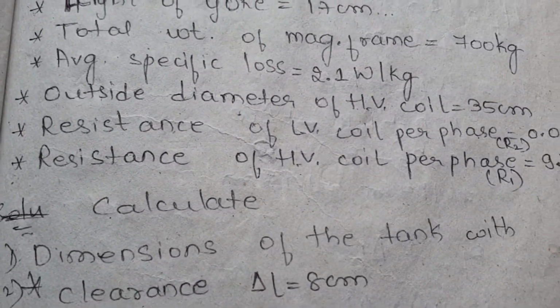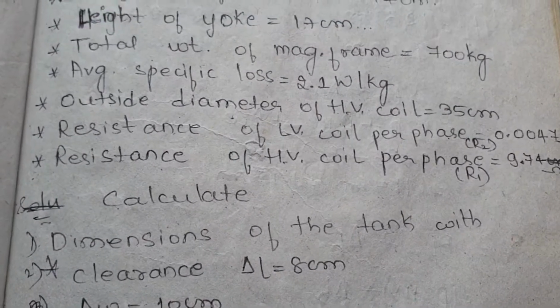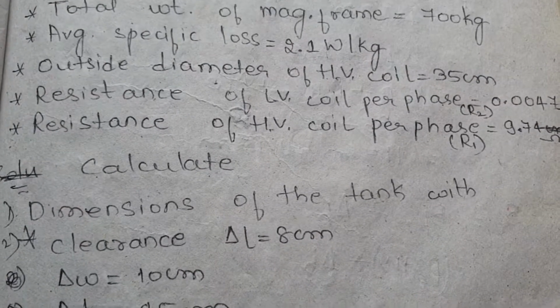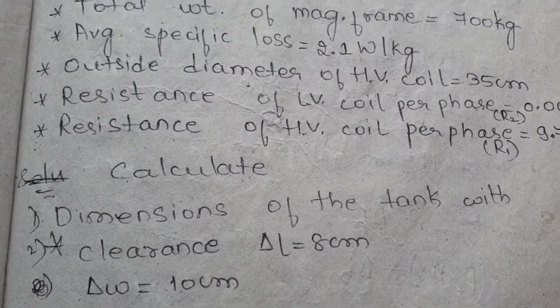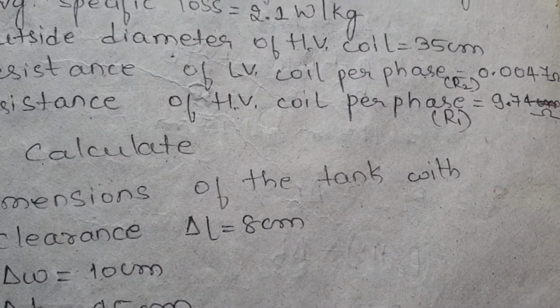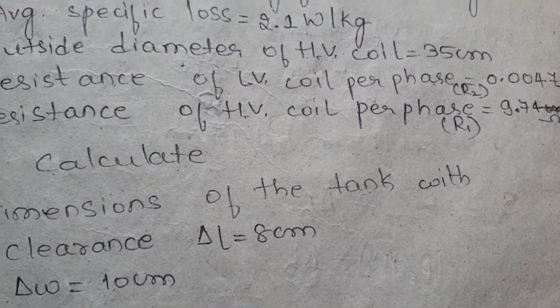Resistance of LV coil per phase is equal to 0.0047 ohms. Resistance of HV coil per phase is equal to 9.74 ohms.